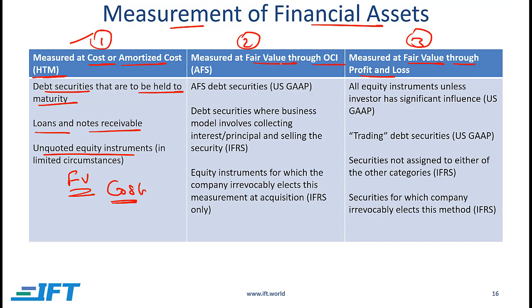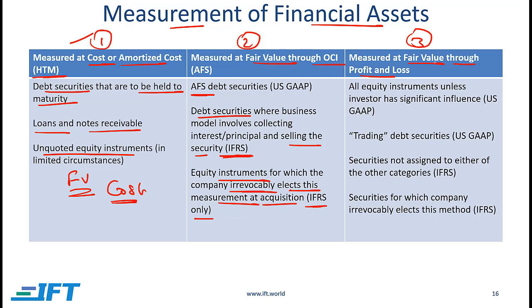Next, we have measured at fair value through OCI. In the US GAAP context, this is also called AFS or available for sale. Under IFRS, this method is used for debt securities where the business model involves collecting interest and principal payments and also possibly selling the security. In other words, we don't intend to hold the security to maturity. This method is also used for equity instruments for which the company irrevocably elects this measurement method at acquisition. So when buying a particular stock, the company elects that fair value through OCI will be used, and this option is only available in IFRS.